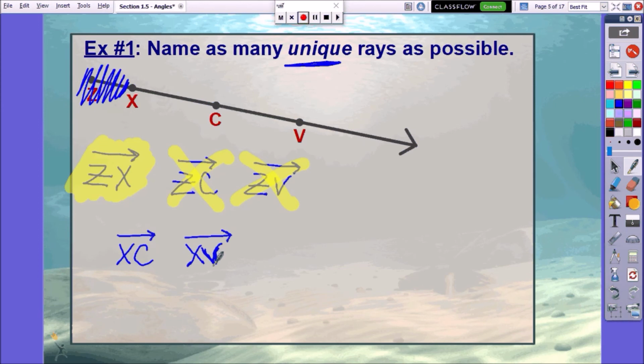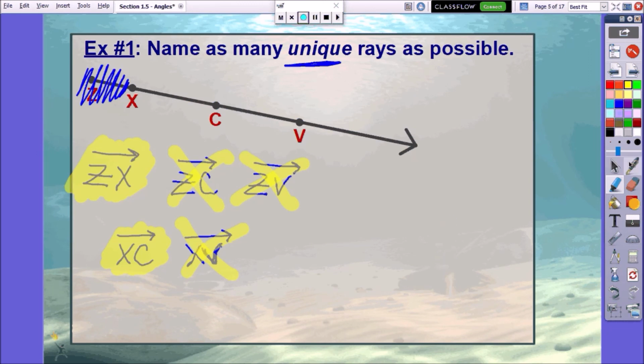That's a bad looking V there. Let's try it. There we go. So start at X, go towards C to infinity and beyond, or start at X and go towards V, which is in the same direction as C. So again, this is kind of a duplicate of this. So there's two unique rays we have there.